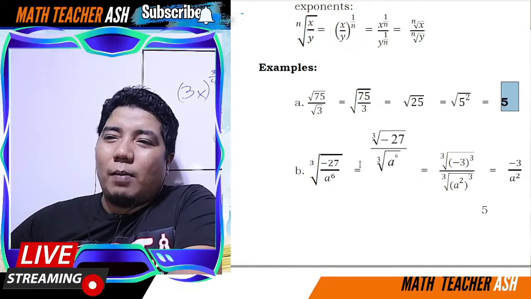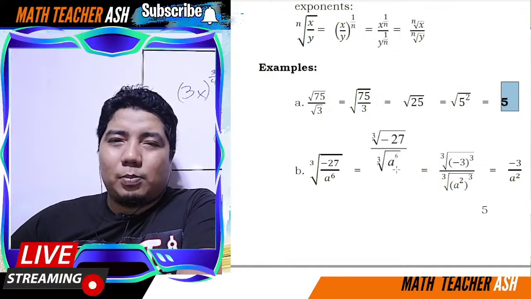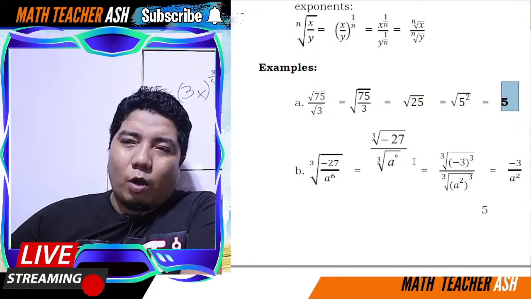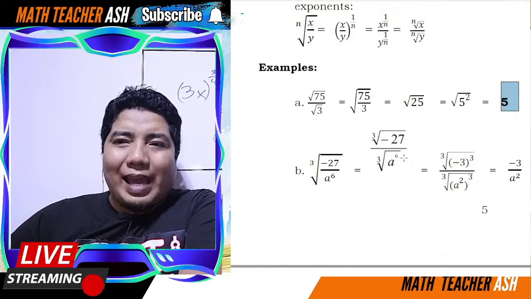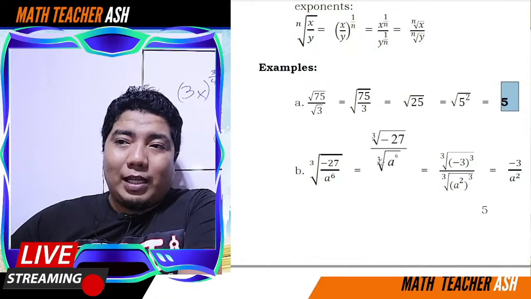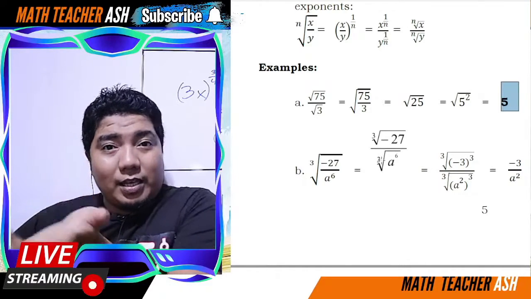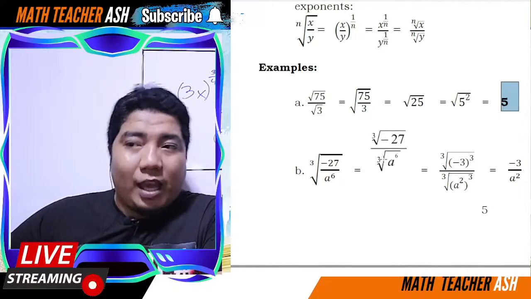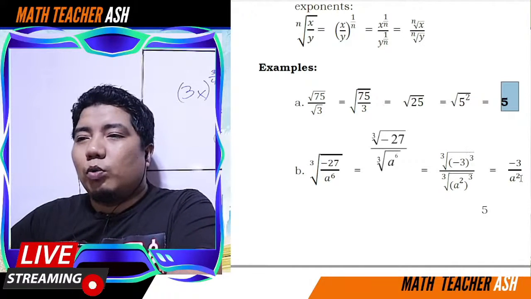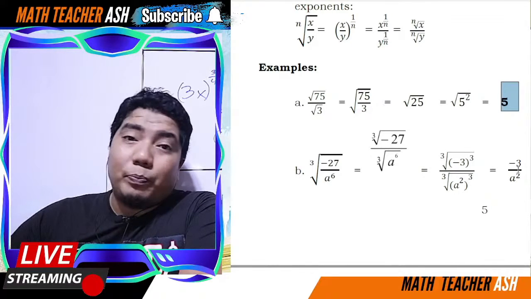Ayan. Now, how about this one? The cube root of a to the power of 6. Now, my dear math learners, madali lang ito. Kapag variable naman ang pinag-uusapan, at saka we are talking about radical exponents, you can divide the exponent of the radicand to your index. Okay, 6 divided by 3. Is 6 divisible by 3? Yes. So, 6 divided by 3, the answer is, very good, that is 2. So, therefore, your final answer is negative 3 over a squared.